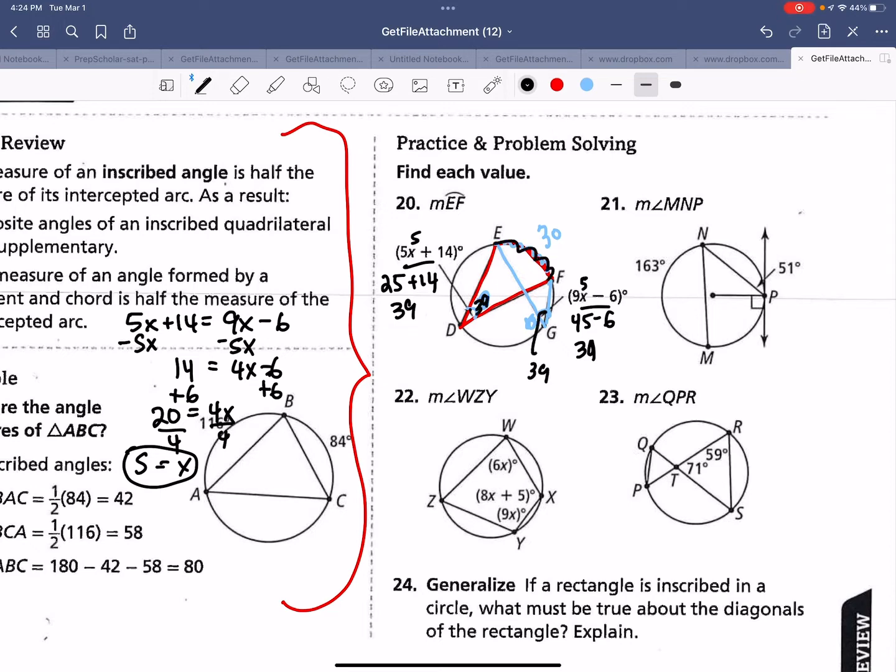So what would EF be? Twice that. 39 doubled is 78. Okay. Ooh, that was fun.